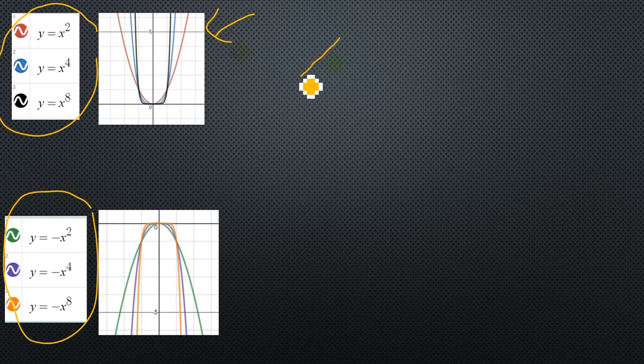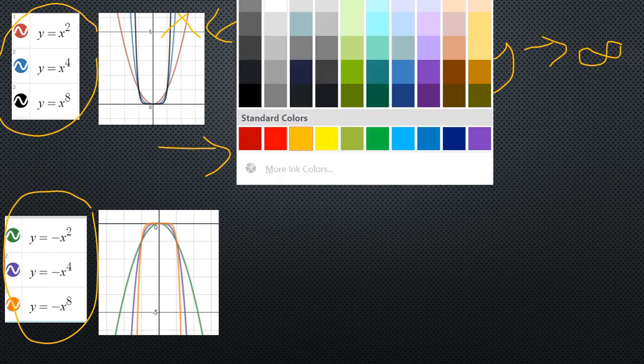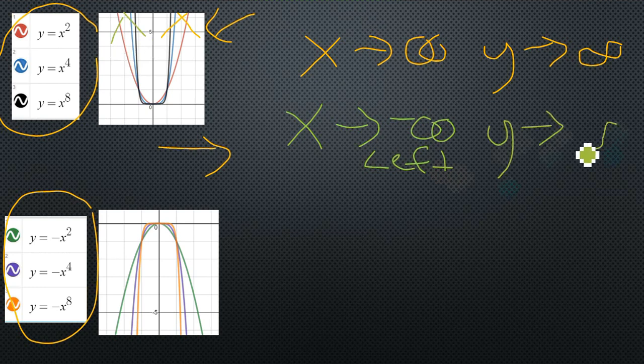So as we look right, so as x approaches positive infinity, so as we look this direction, what happens to y? Well, we can see all the graphs, all three of those equations, the y goes upwards. So y approaches positive infinity. Okay, now let's look at the left side and see what happens. So as x approaches negative infinity, so remember this is looking left, what happens? Well, it also goes up on that side as well. So we say y approaches positive infinity.